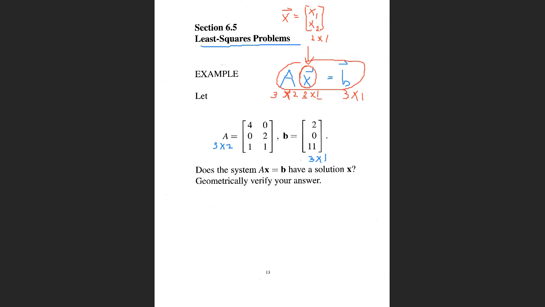So we always think of equations. We have a certain number of equations and a certain number of unknowns. Well, we have two unknowns in our system of equations corresponding to A times x equals b. How many equations do we have? How many equations are going to be in this system?